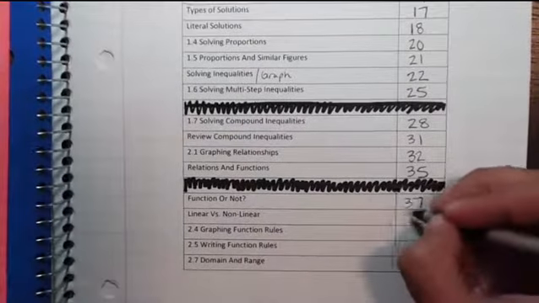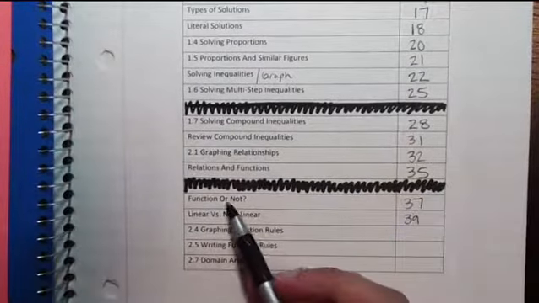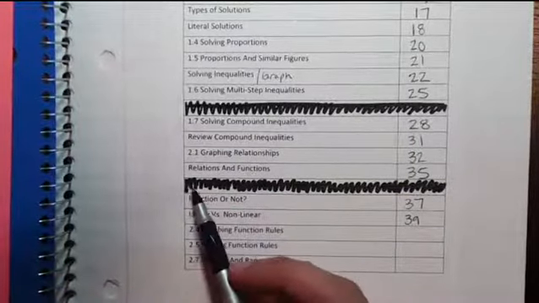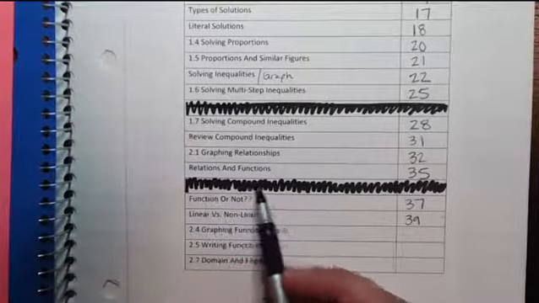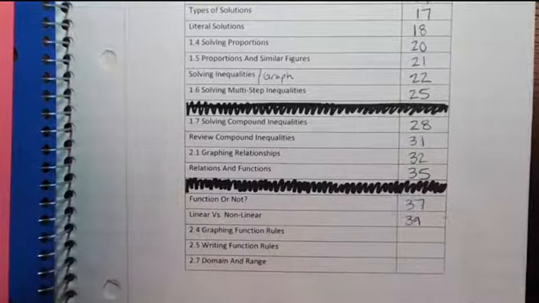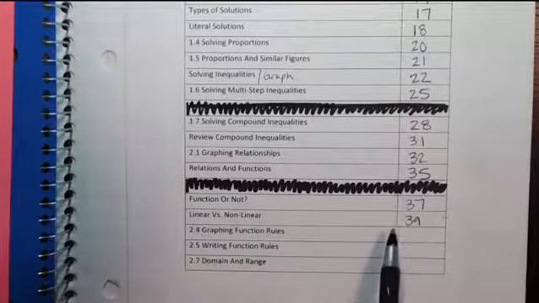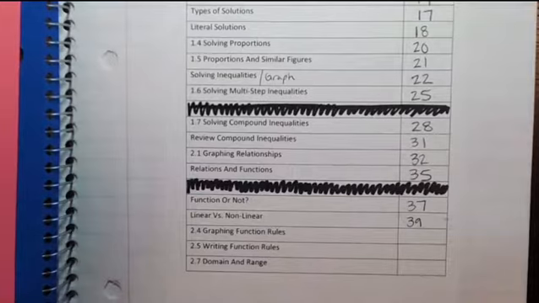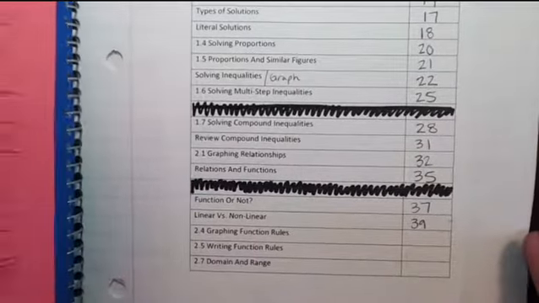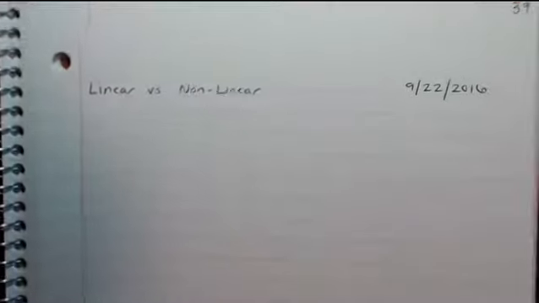So linear versus nonlinear, this is 39 for me. I did cross off independent versus dependent, so you can cross that out. We're not going to talk about that. But again, we should be up to linear versus nonlinear. So take a second to head your journal, and then we will begin when everyone's ready.